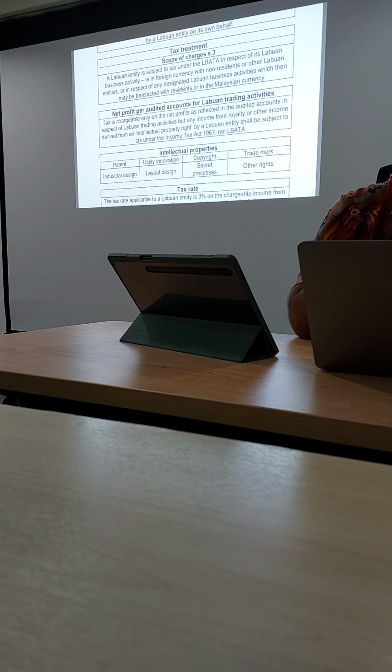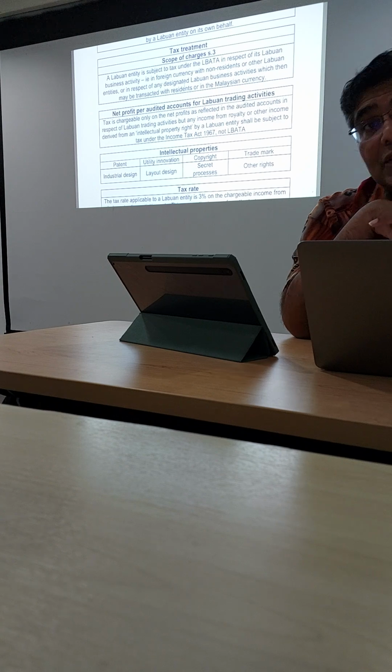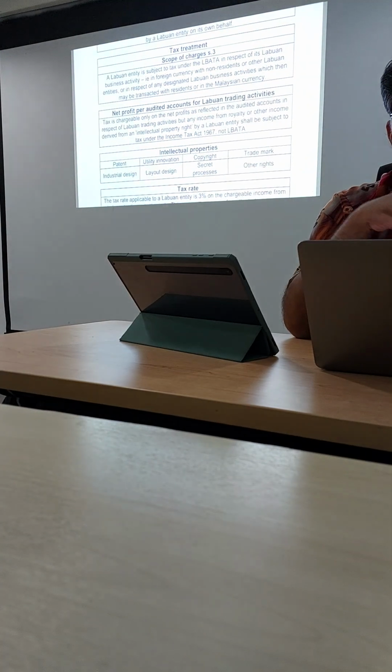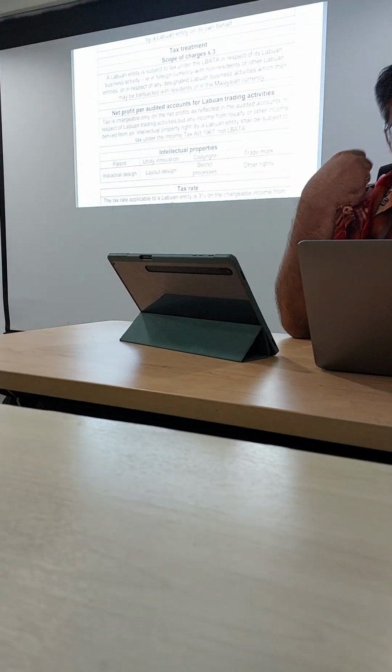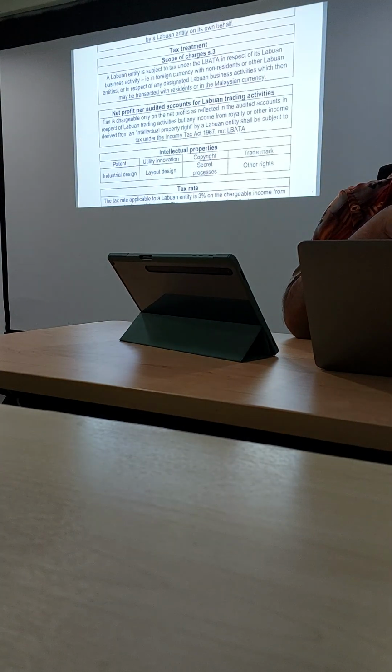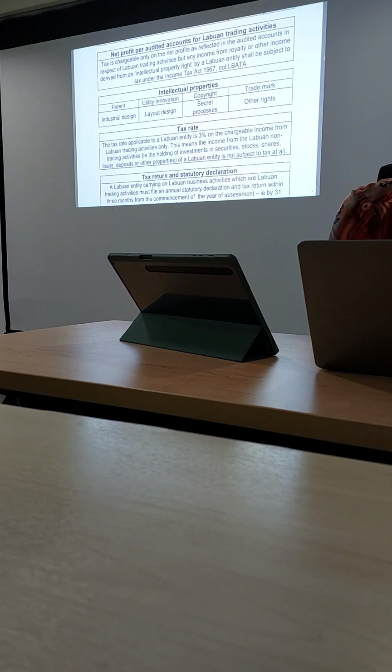But any income from royalty or other income derived from intellectual property right by a Labuan entity shall be subject to tax under the Income Tax Act 1967, not Labuan. So here, if your company earns royalty, this one is carved out. They carve it out and then they charge it separately. Clear?